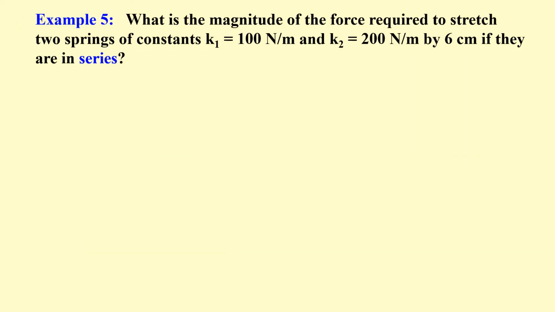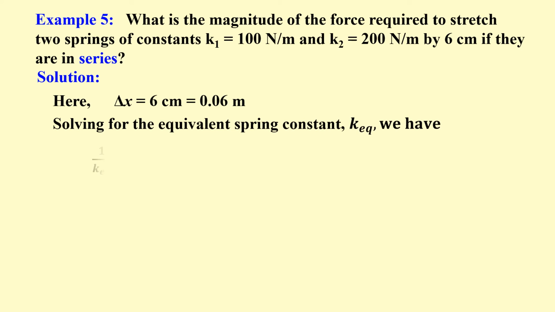Example number 5. What is the magnitude of the force required to stretch two springs of constant K1 equals 100 Newton per meter and K2 equals 200 Newtons per meter by 6 centimeters if they are in series? Here, delta X is 6 centimeters or 0.06 meter.